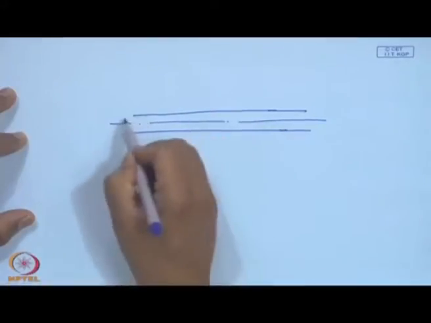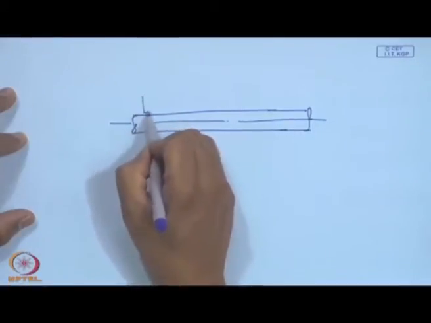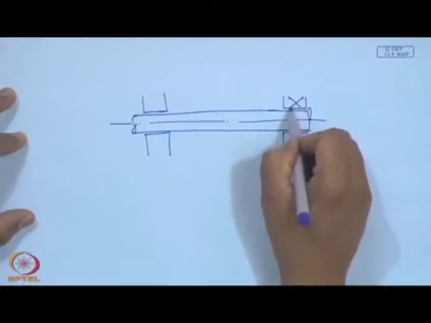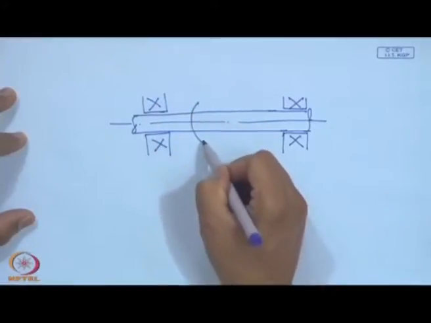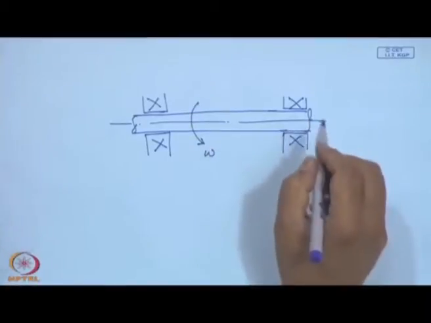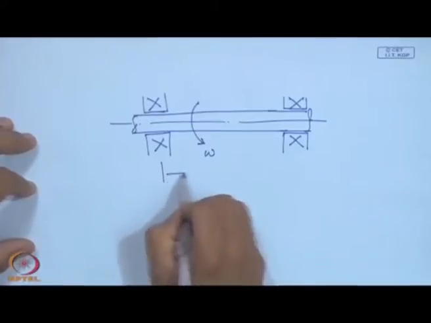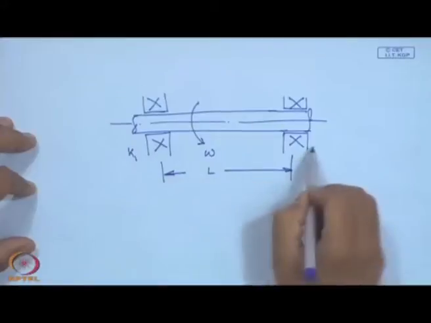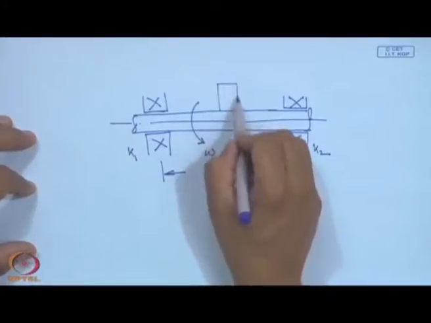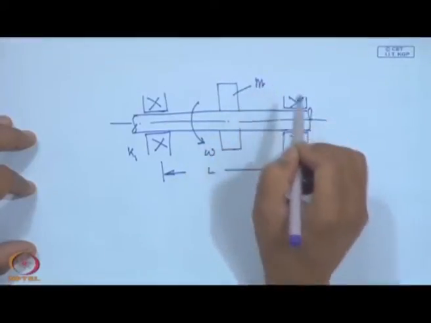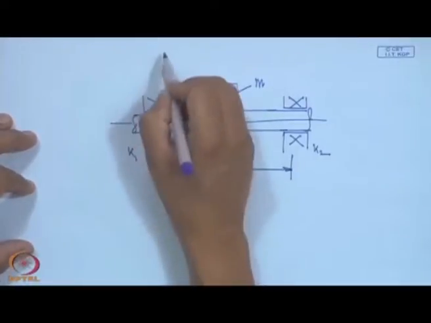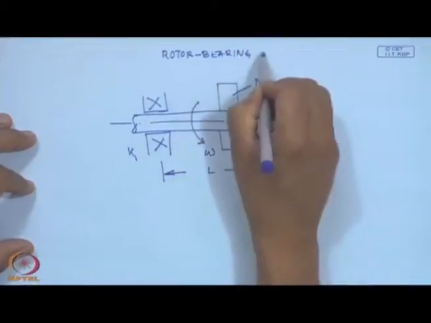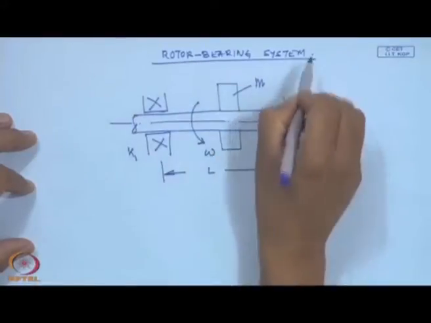I have a long rotor which is essentially supported in some sort of bearing. And this is rotating at a certain speed omega, and this is the span of the rotor. Okay. These bearings have certain stiffnesses, say K1, K2, and there could be a heavy mass M on the rotor.